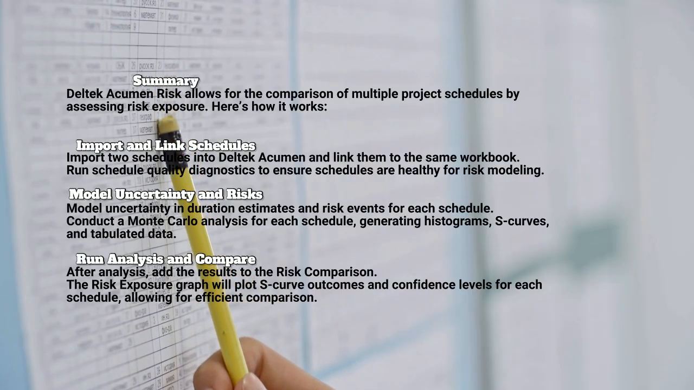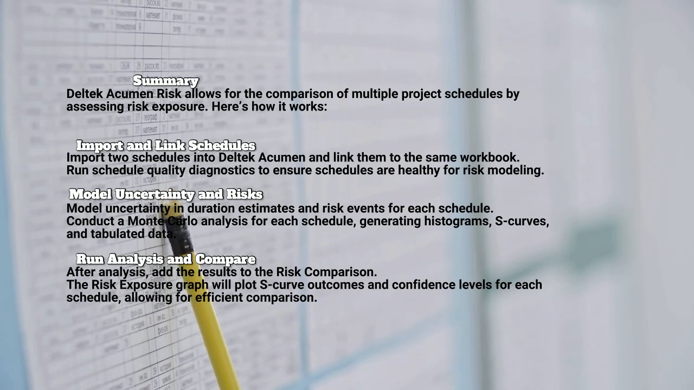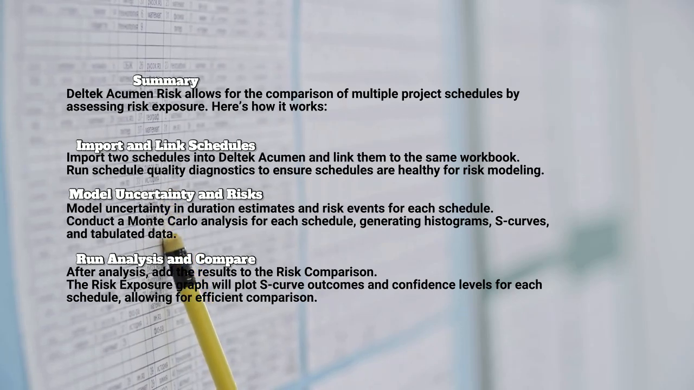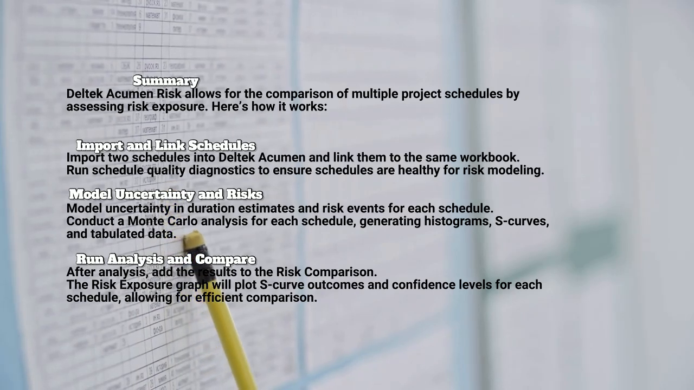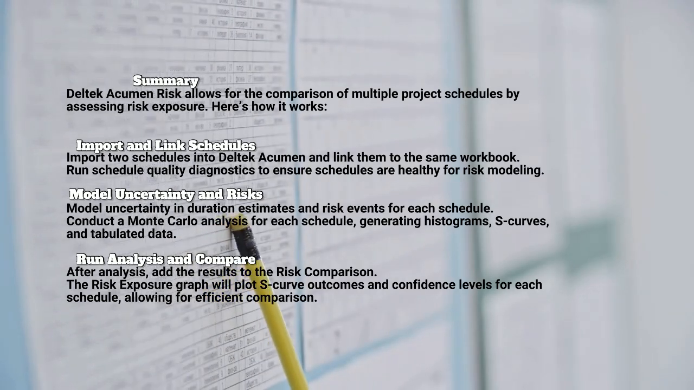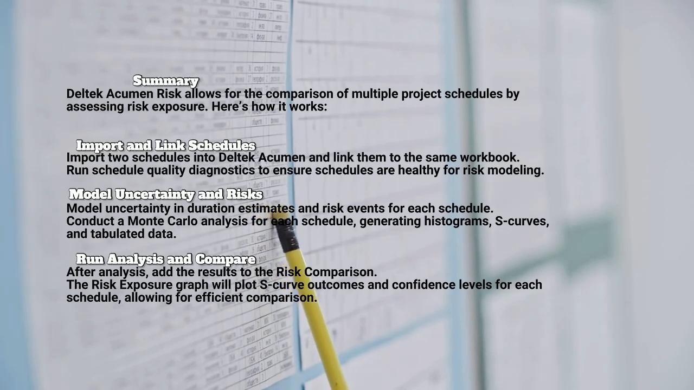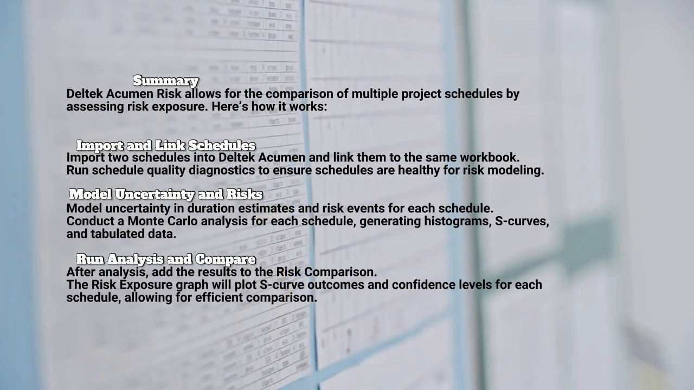Deltek Acumen Risk allows for the comparison of multiple project schedules by assessing risk exposure. Here's how it works. Import and link schedules. Model uncertainty and risks. Run analysis and compare.